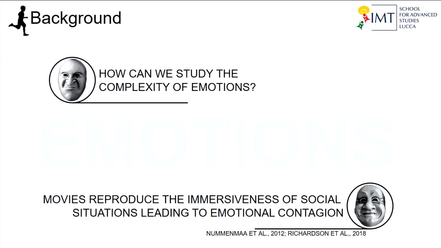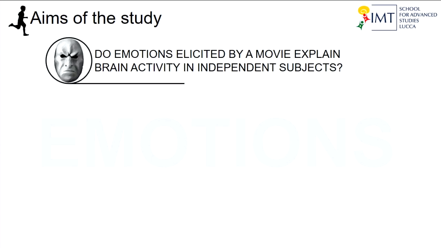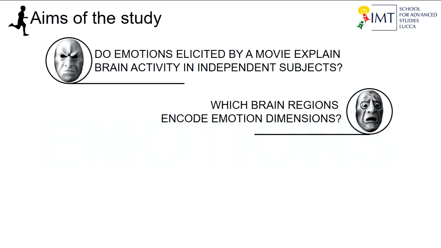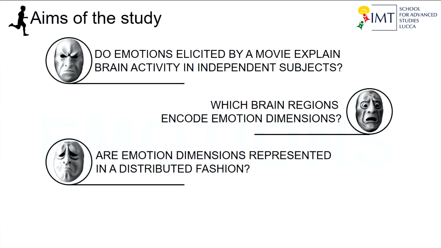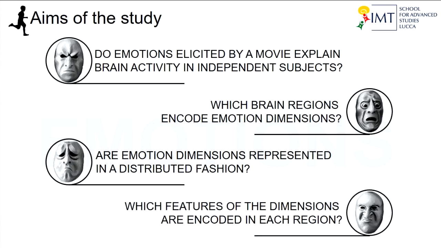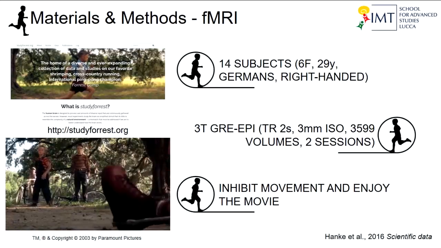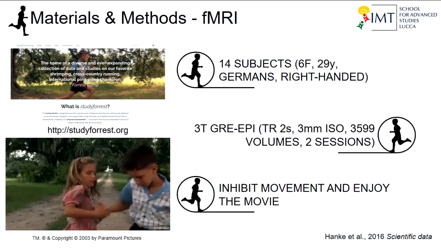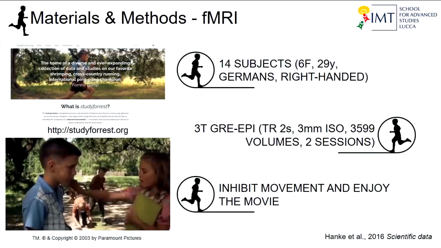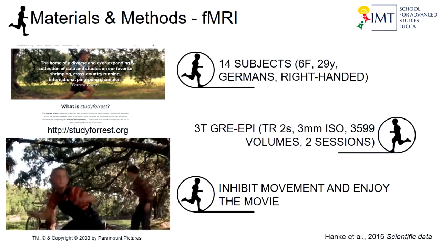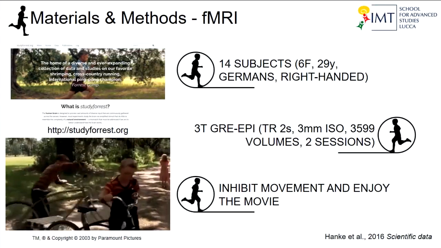And that is the reason why we chose to employ a naturalistic stimulus, so a movie, in our study, to assess the perceived emotional experience and to answer some questions. So first of all, whether the emotions elicited by a movie could explain the brain activity of an independent group of subjects, and if so, which brain regions are encoding the emotion dimensions and whether they are represented in a distributed way, and lastly, which features of the dimensions are encoded in each region. So to answer these questions, we started from a high-quality publicly available dataset that you can find at studyforest.org that comprises data from a group of subjects that, while lying in the fMRI scanner, watched an edited version of the movie Forrest Gump that lasted for approximately 2 hours.